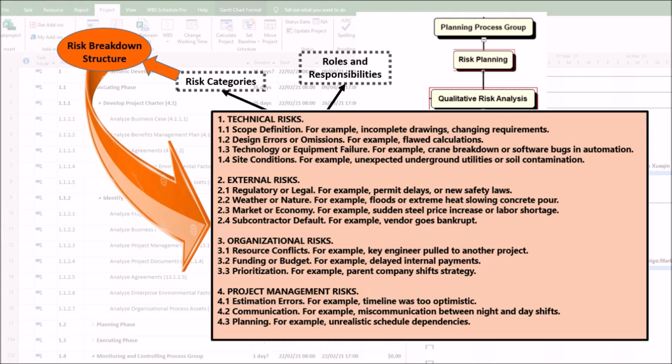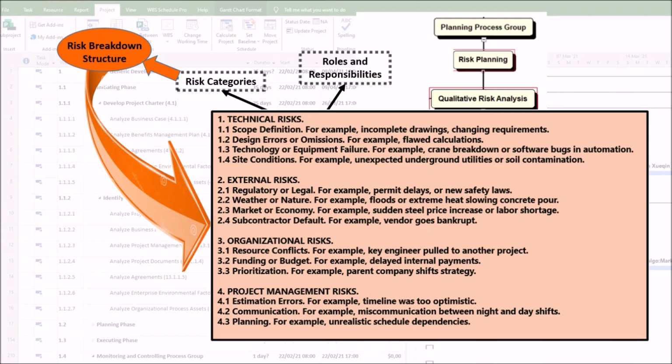Second, design errors or omissions risks. For example, flawed calculations. Third, technology or equipment failure risks. For example, crane breakdown or software bugs in automation. Fourth, site conditions risks. For example, unexpected underground utilities or soil contamination.